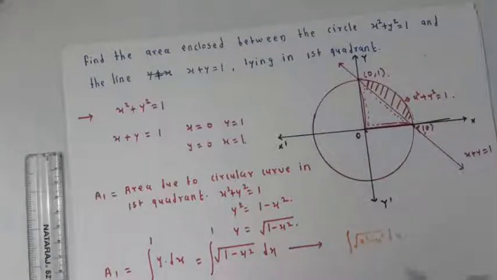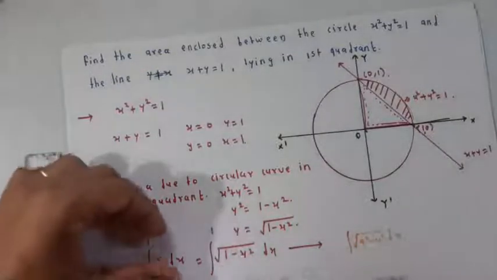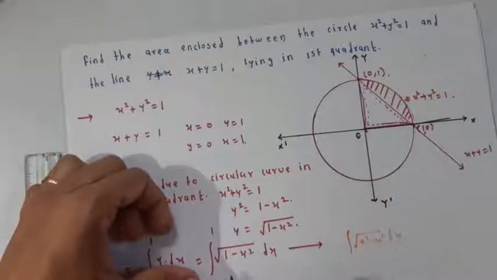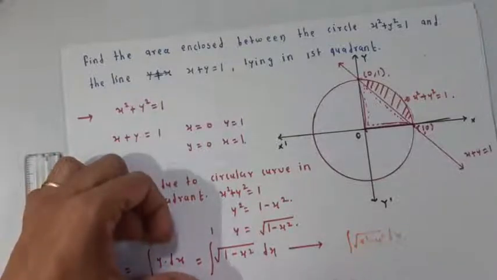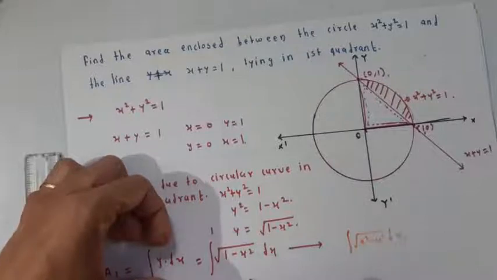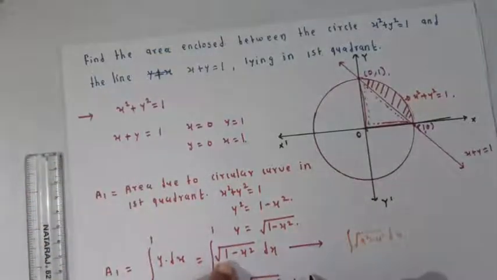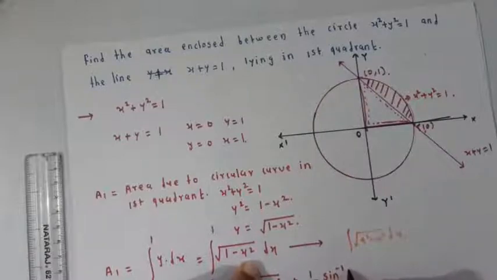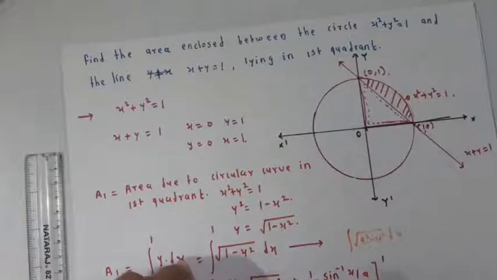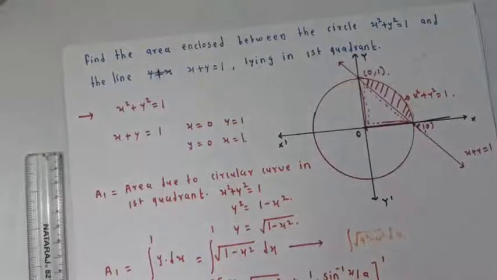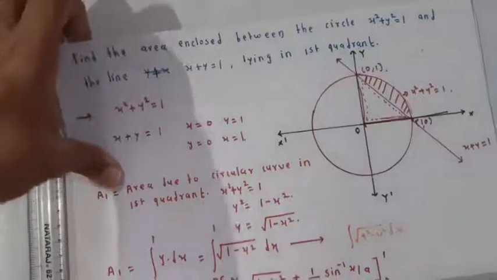And the integration is x by 2 square root of a square minus x square, means 1 minus x square, plus a square by 2, a is 1, by 2 sine inverse of x by a, limit of integration 0 to 1. Okay.